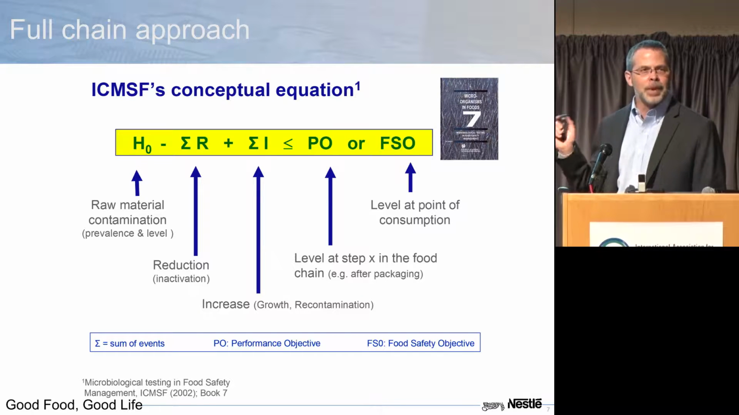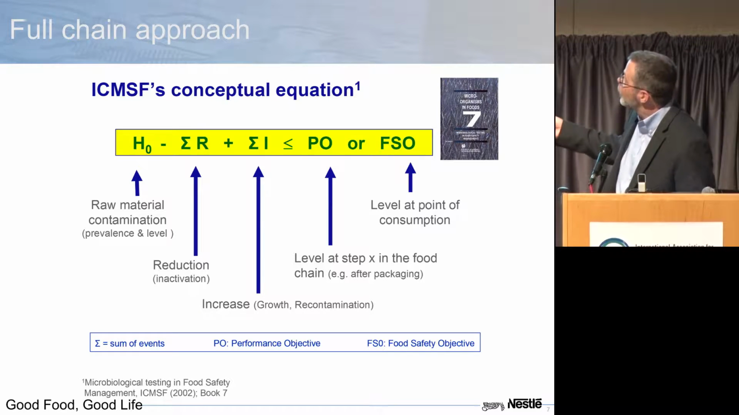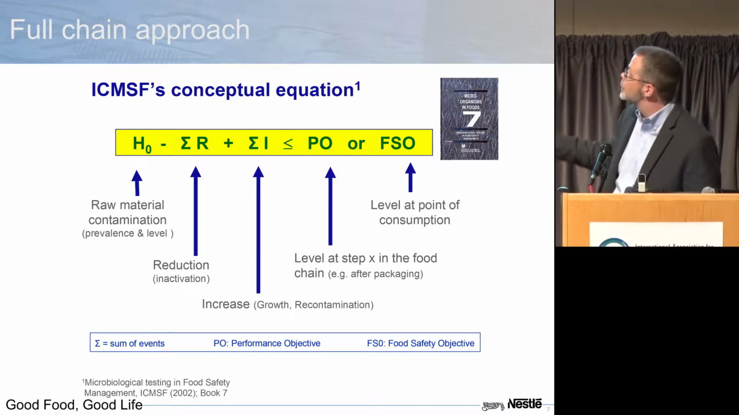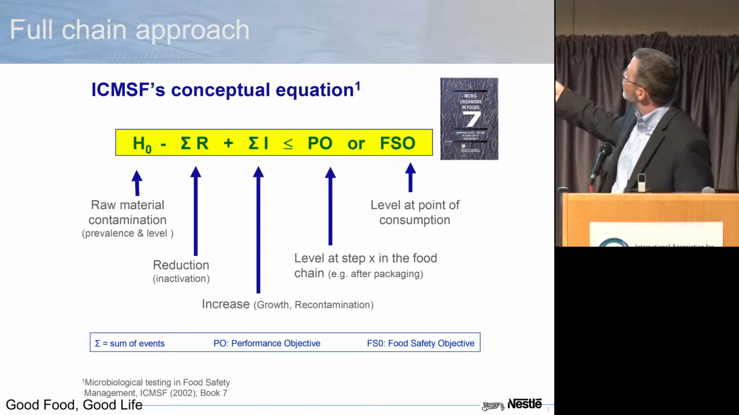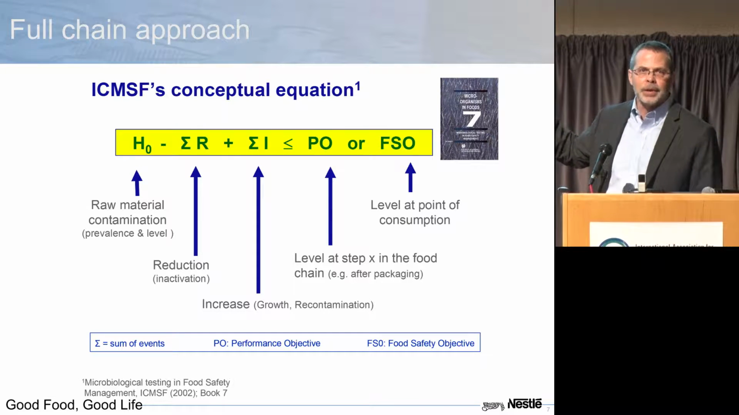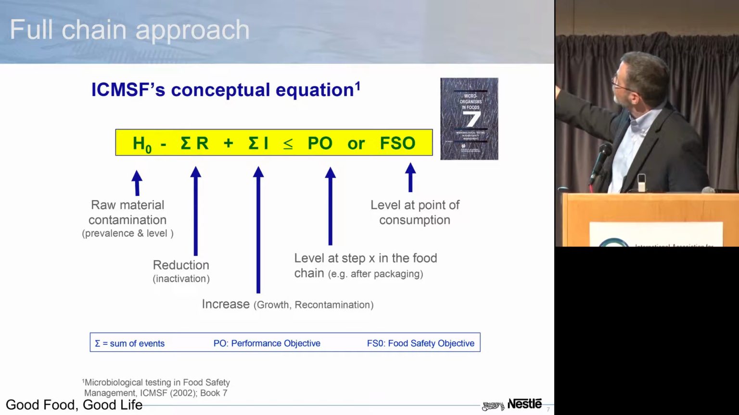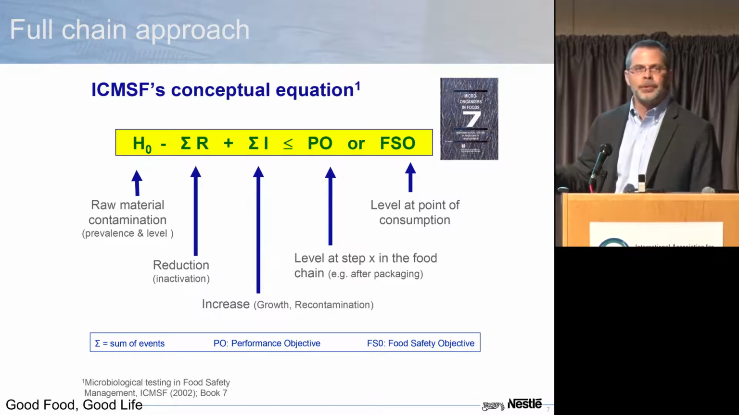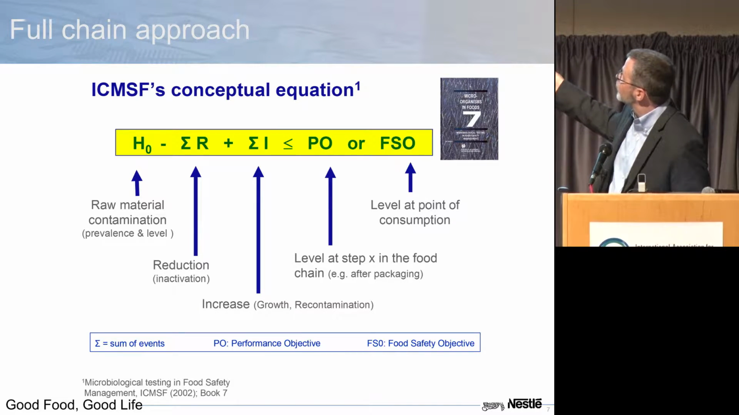But if you think about this as just a logic equation, we've got H sub 0 that Don was mentioning. This is our incoming raw material contamination, and this minus, well, let me go backwards. So we've set a performance objective, so we know the level at the step of the food chain, which is a manufacturer. I'm usually looking at my finished product going out the door, right? And so I need to know that my initial levels minus the sum of all the steps I have in my process that can reduce the risk, plus all of those steps that increase the risk.